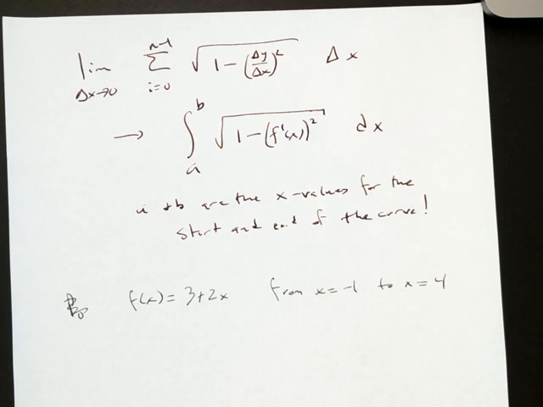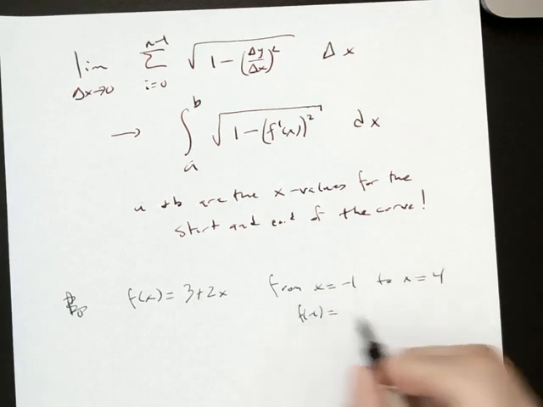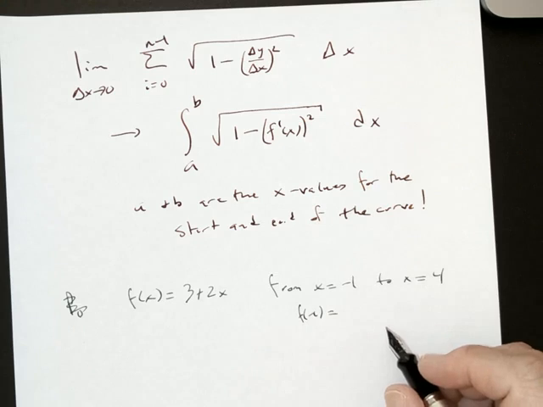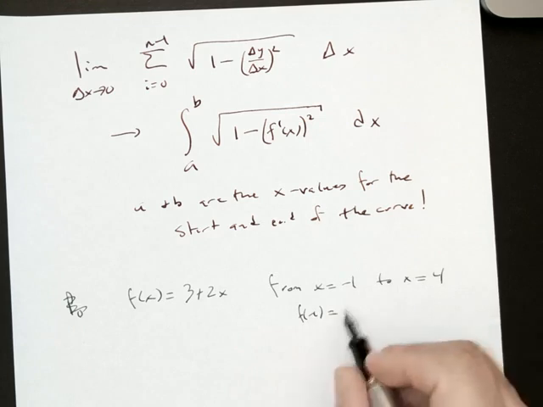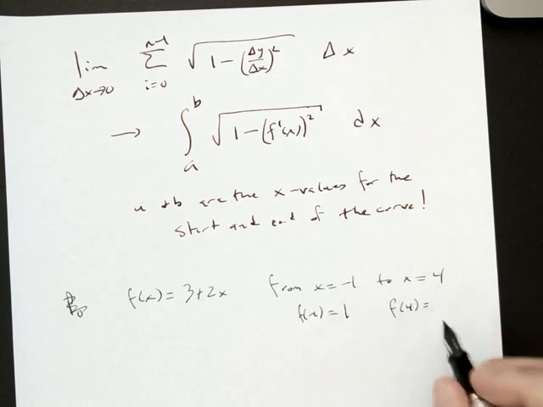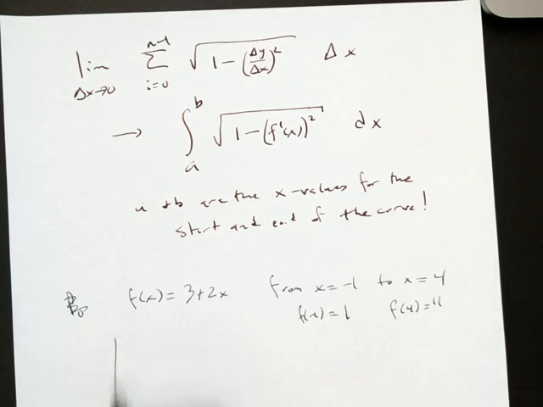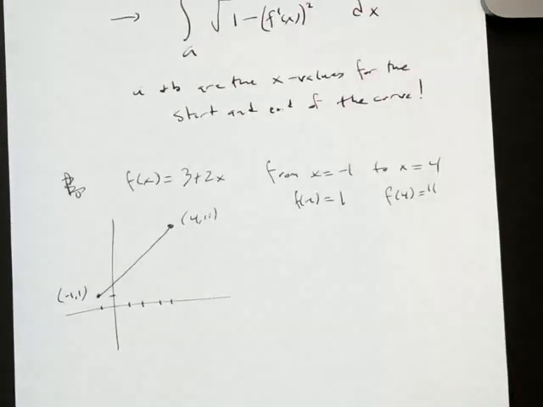If x equals -1, what's the y value here? F of -1 is? And f of 4 is? So I can think of this as going from -1, 1 to 4, 11 in a straight line. How long is that line segment?